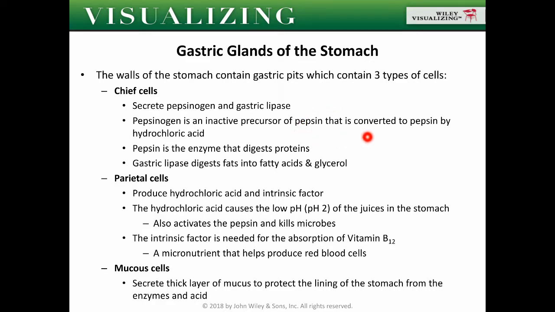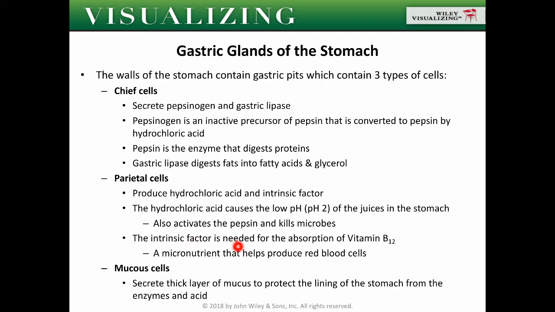It's converted to pepsin by the hydrochloric acid, so pepsinogen can only be activated in an acidic environment. Hydrochloric acid is produced by the parietal cells in your stomach. This hydrochloric acid creates a low pH, so your stomach is acidic. At the same time, it activates the pepsin and kills microbes.